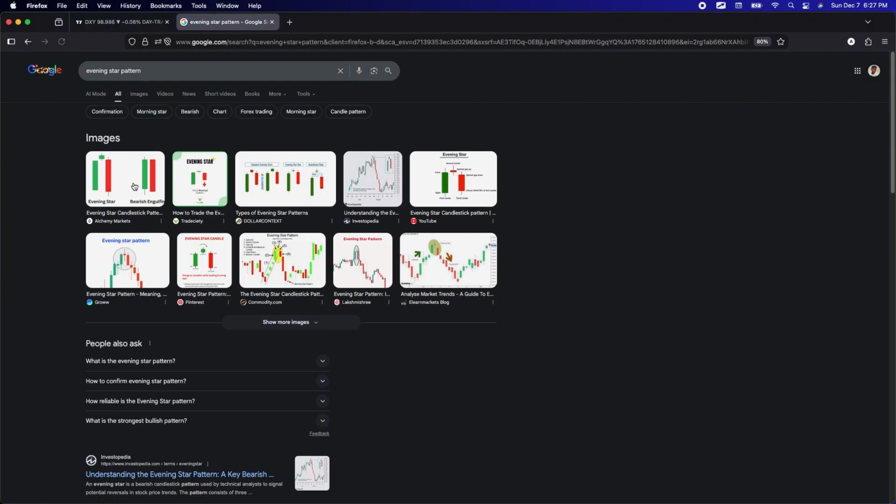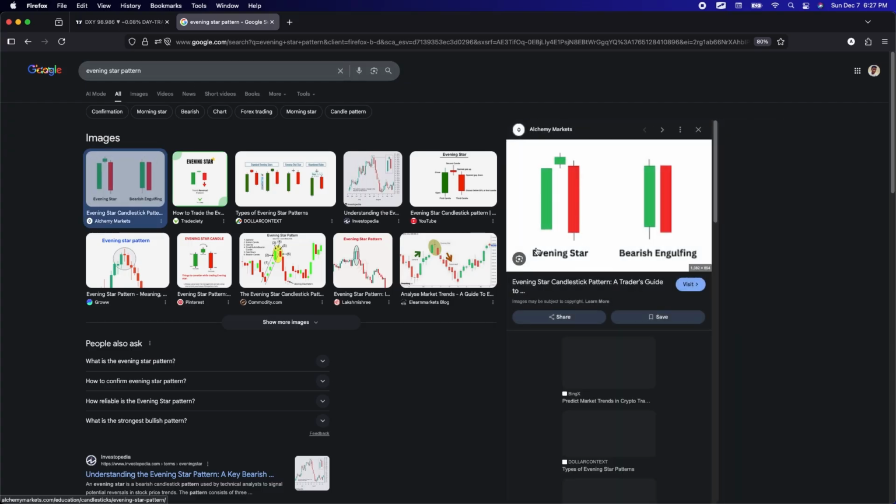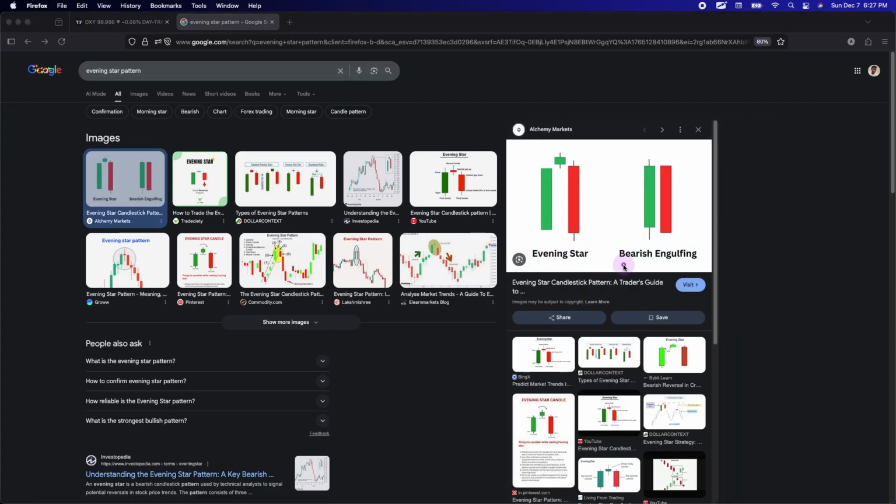So officially, when we talk about the evening star candlestick pattern, this thing that you can see right here, we're talking about a bearish candlestick pattern because it's just like the junior brother of the bearish engulfing candle. You can see the similarities, right? Aside from this one at the top, they most likely look the same. That's what I'm trying to say. So let me take this away right now.